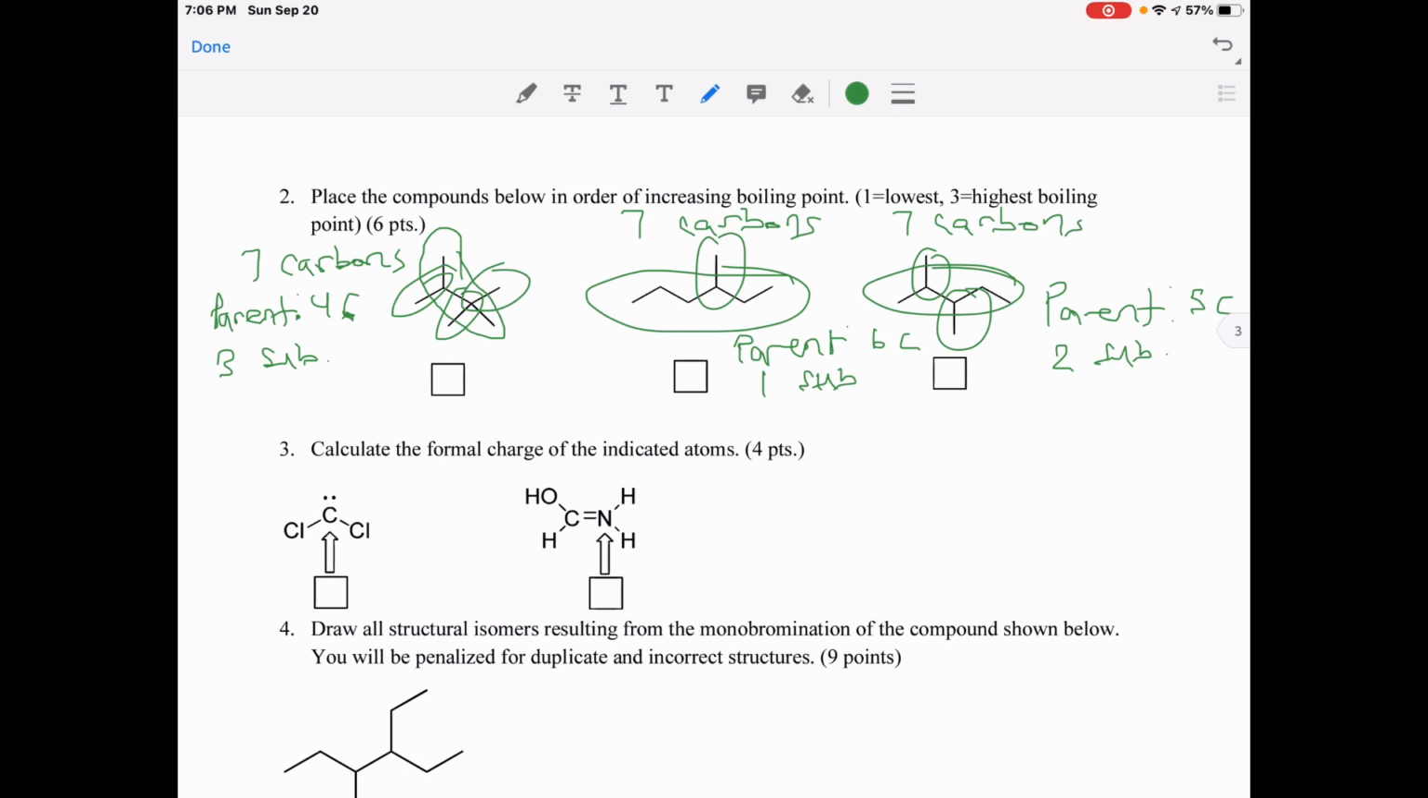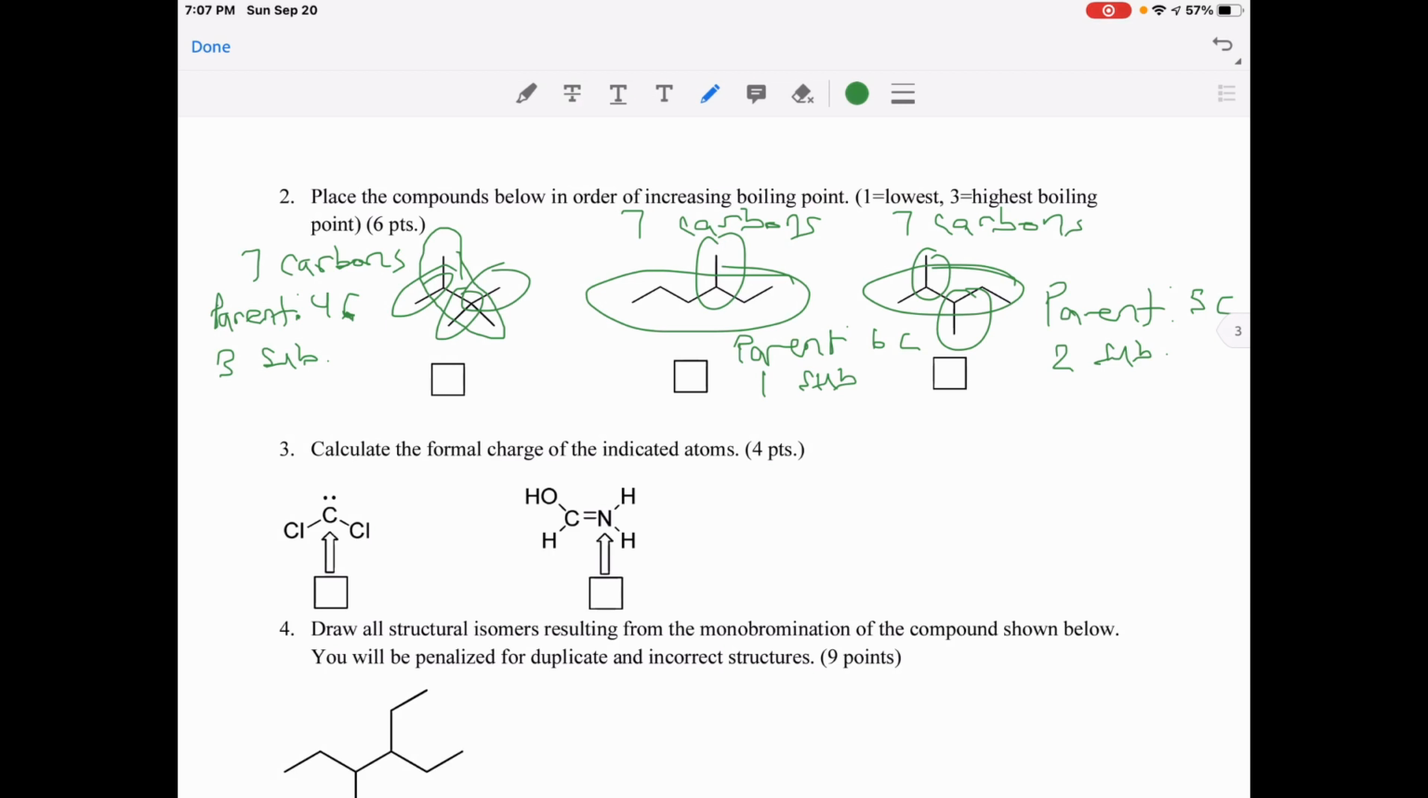We see that even though the number of carbons in the parent chain and the substituents for all of them add up to 7, because all the substituents are methyl groups, we find that the middle compound has the largest surface area because the parent chain is very much spread out, and that's why it has the highest number of carbons in the parent chain, and it has the least number of substituents.